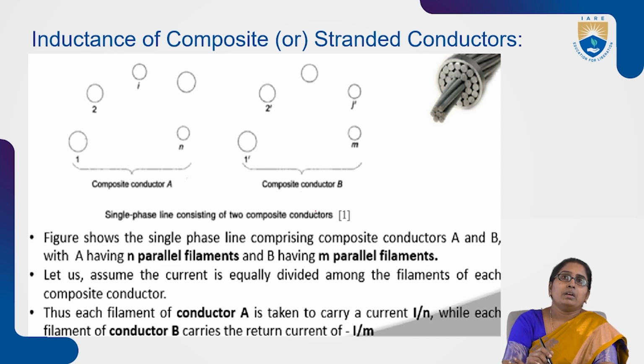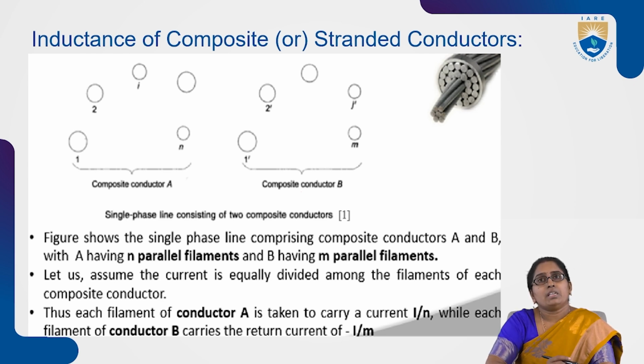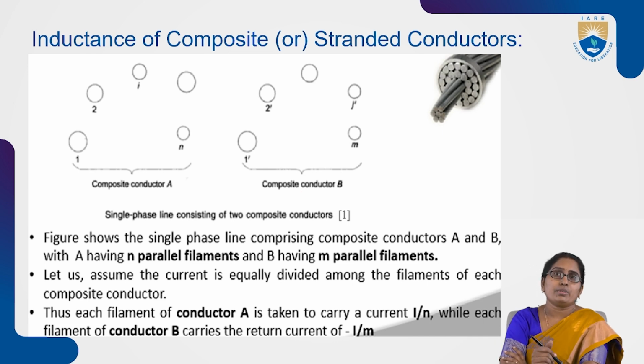Now, first we write the flux linkages. Then only finally at last we come to the inductance, right? So now look at the first point. The figure shows a single phase line consisting of composite conductors A and B, A having n parallel filaments and B having m parallel elements. Now, let us assume current is equally distributed among the filaments of each composite conductor.